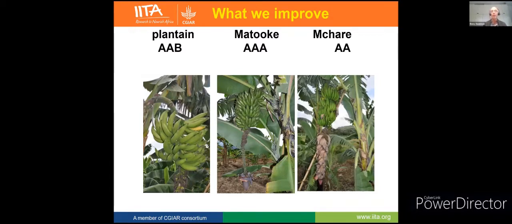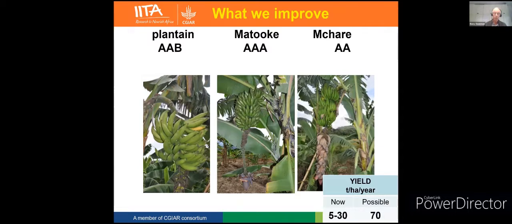So at IITA, we are breeding plantains in Western Central Africa. These are triploids, that's why you see AAB. In the middle, you see the Highland cooking bananas, AAA, and then we have the mchare bananas, AA. So we are breeding diploids and triploids. And why are we doing that? Because the yields are rather low.